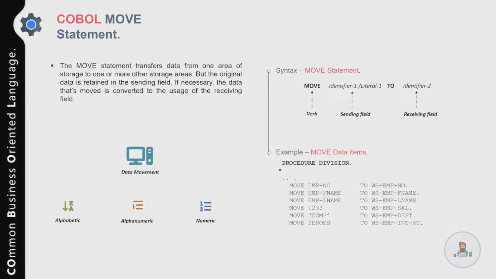Now let's talk about an example. In the following example we have a procedure division, and we have used a couple of move statements to move data from one field to another field. And we have also used a move statement to assign numeric values to a variable. In the first example, we have employee-number, which is being moved to ws-emp-number. Similarly, we have a second statement, which is moving employee-first-name to ws-emp-first-name.